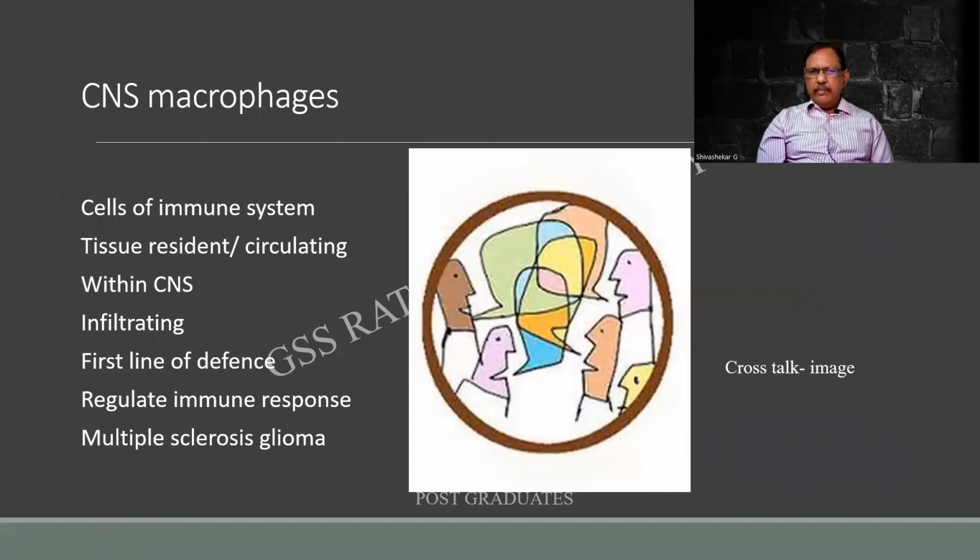The central nervous system, I have purposely chosen this one because of a good article that I came across. Here the macrophages can form cells of the immune system. They can be tissue resident or circulating. As I mentioned earlier, they can be infiltrating. They also form the first line of defense, regulate the immune response, and also cause certain diseases such as multiple sclerosis or glioma. Crosstalk is this. So you find that too many people are talking and then nobody is listening. Similar to a classroom.